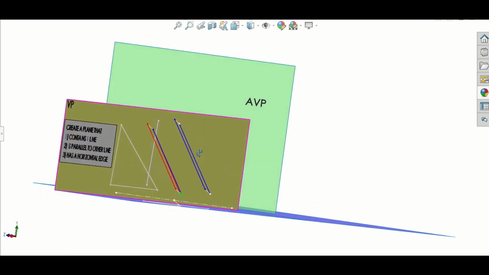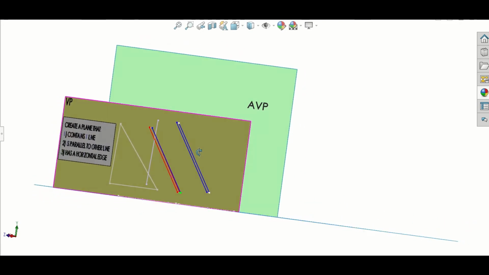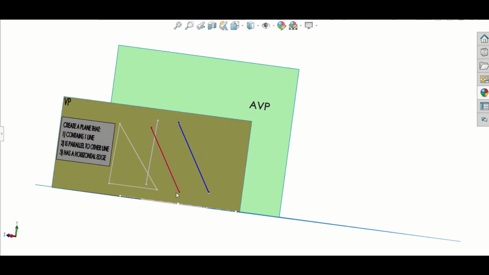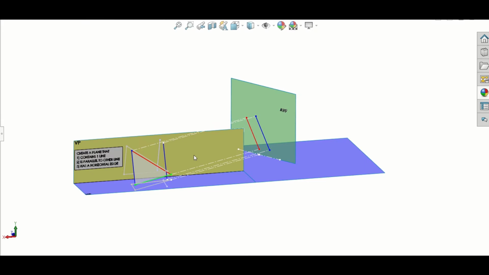So there we go. If I just turn it now, when I go as close as I can to it anyway. When I get there, my green line, my true length line, becomes a point view, and my two lines, my red and blue, appear as parallel lines. So that's the background theory that we need first.